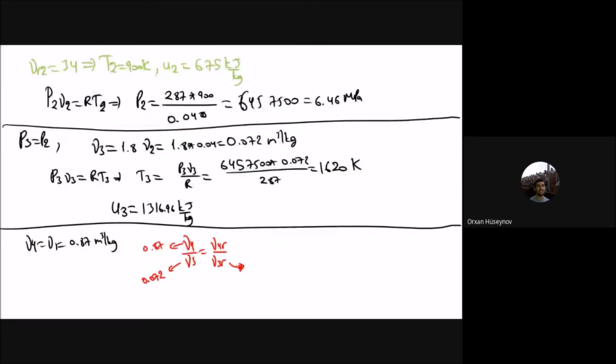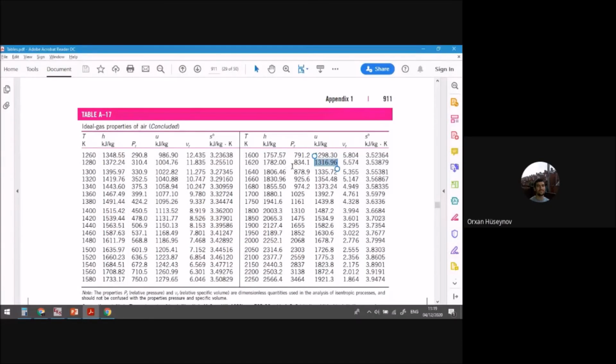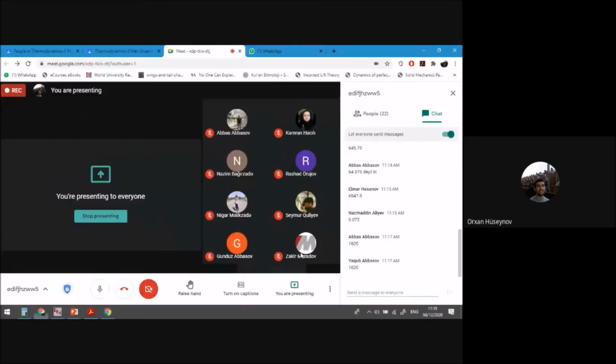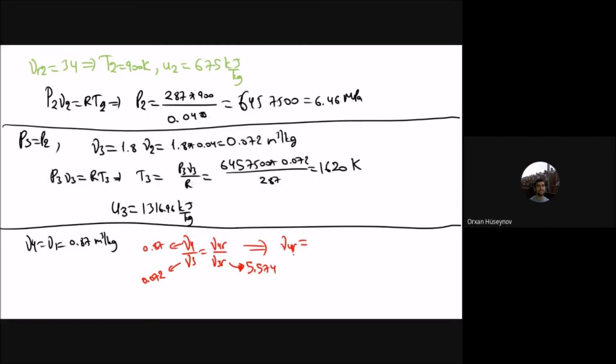And the nu3R value, let me see. Now I should go to the chart, and with that temperature value, I should find that nu3R. Let's go back to the chart. For this temperature, the nuR value is 5.574. Okay, and therefore you can find the nu4R value here. Do you have the result? You can tell me the result here. And then with that result, we are actually finalizing the process.